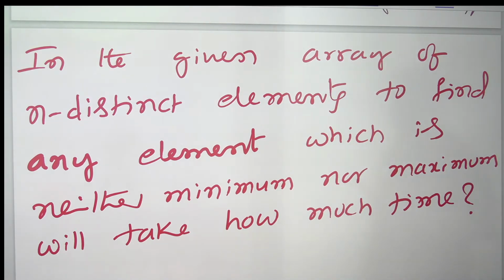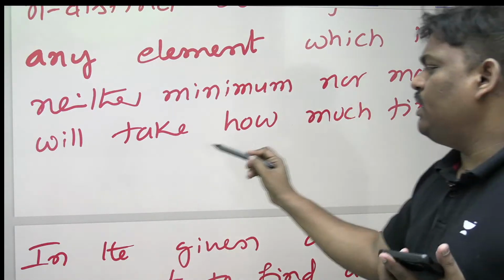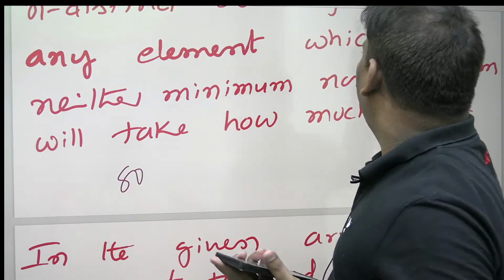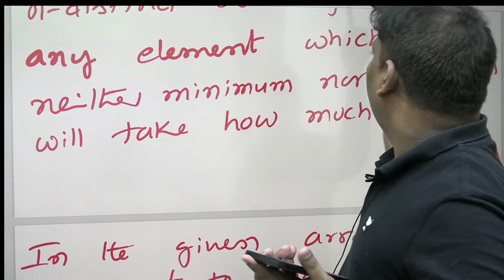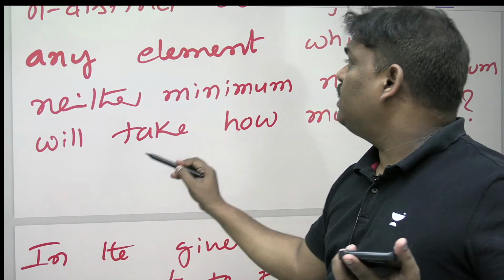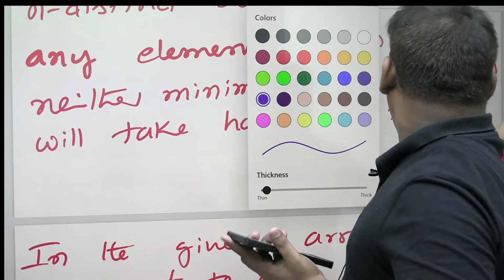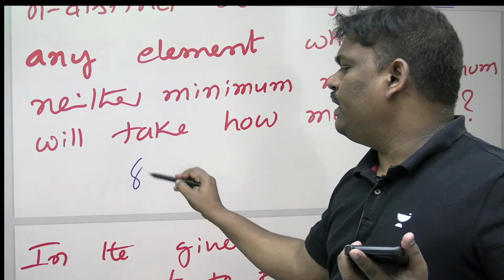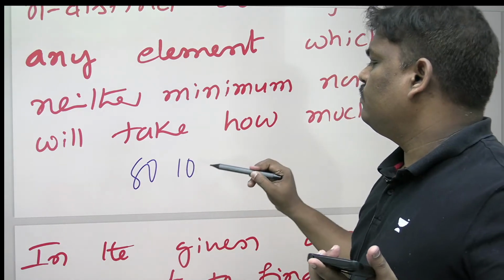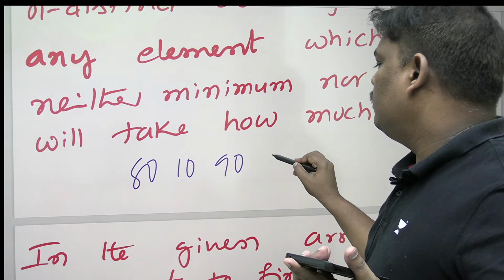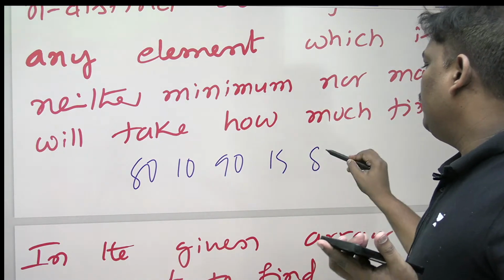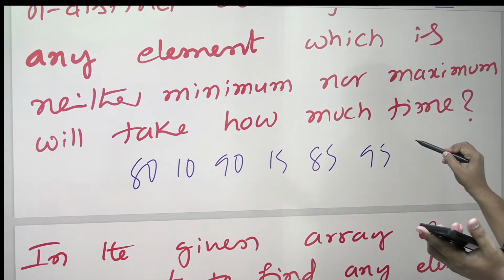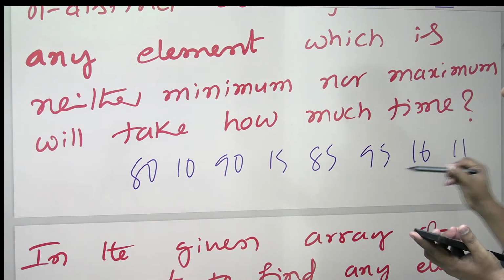What is the answer of this problem? In a given array of n distinct elements, finding any element which is neither minimum nor maximum will take how much time? Listen, there is one array: 80, 10, 90, 15, 85, 95, 16, 11.